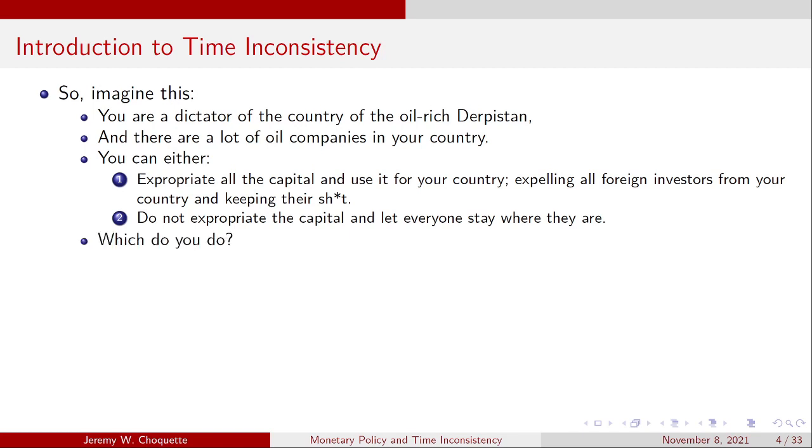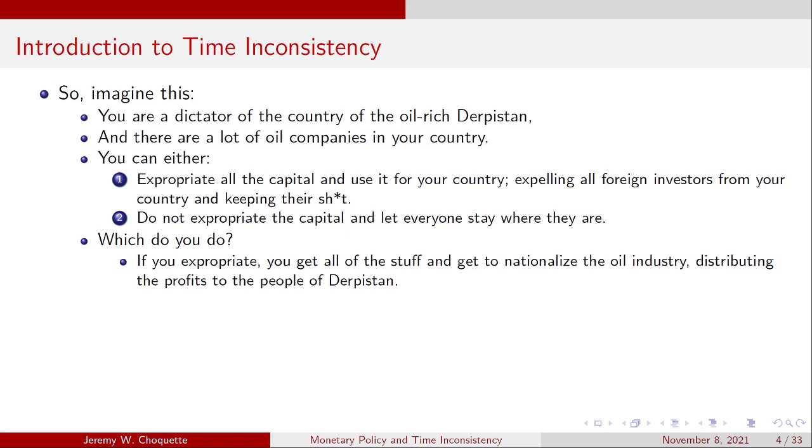Why would you want to expropriate? Well, you'd want to expropriate because it would be politically palatable, maybe, to give everybody in your country that stuff, right? Think of it as a one-time wealth transfer, right? That looks good for you. But when you do that, it's going to have some consequences tomorrow. So which one do you do?